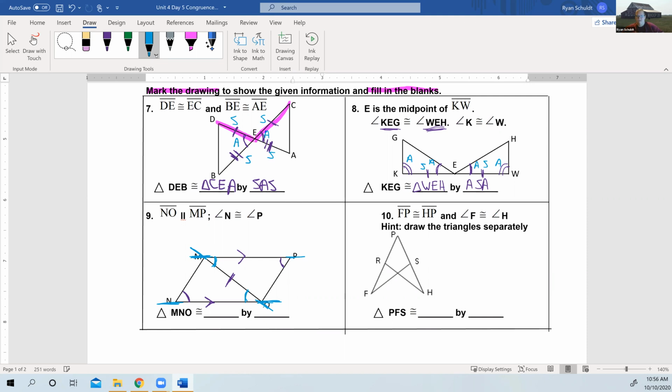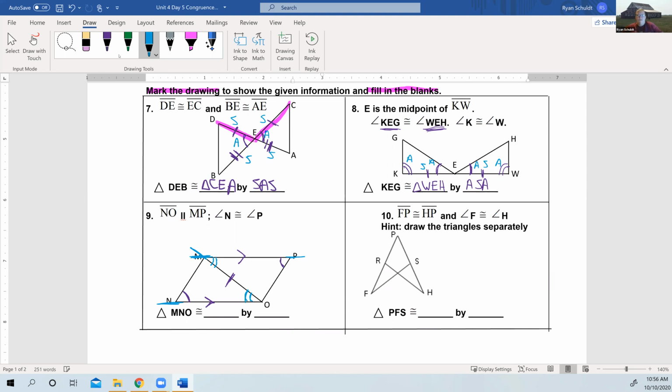I'm going to erase these two because they're in my way. Okay. These are alternate interior angles, so of course they've got to be congruent. So they're another pair of congruent angles. That just looks like a mess right there. Hang on. Boom, boom. There we go.